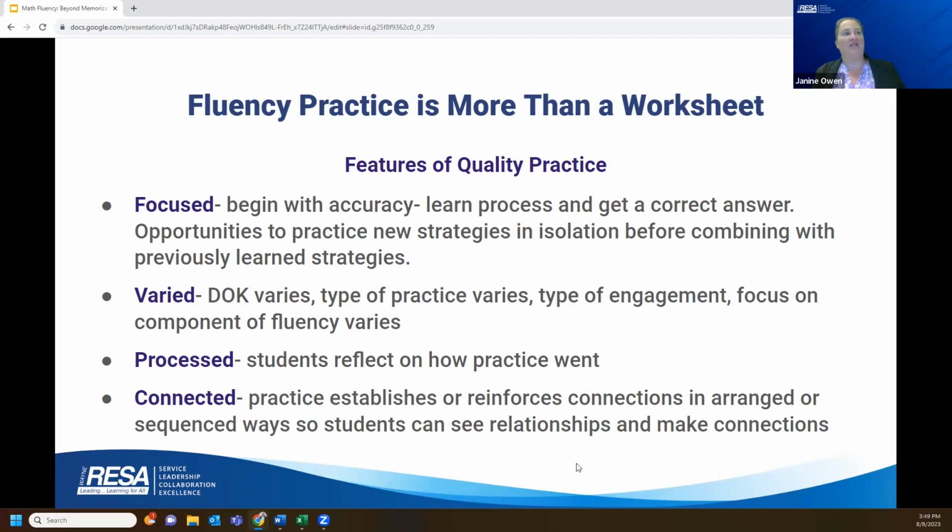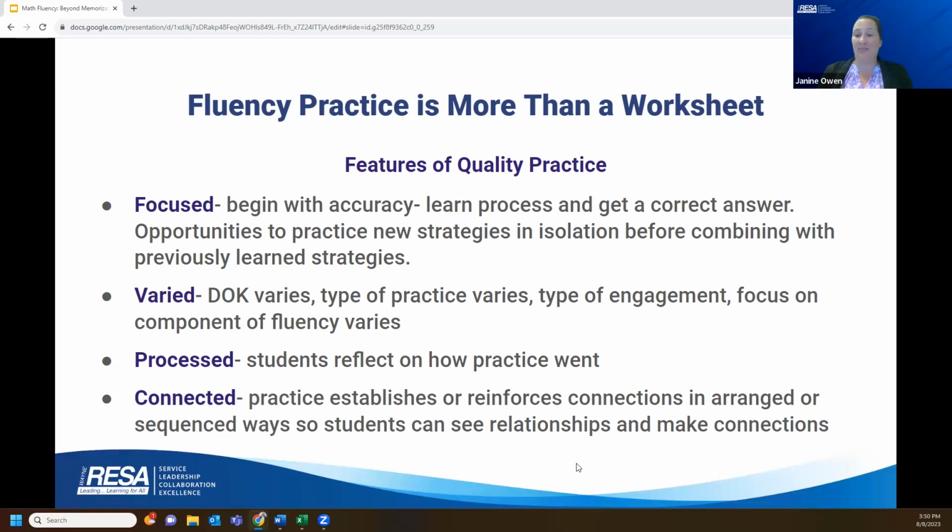So type of practice should vary along with type of engagement. So when students are doing things with their peers, or they're playing games, or they're using manipulatives together, that is very engaging. And just having a mixture of that kind of engagement versus times when they do need to focus and be on their own and maybe struggle independently on some work, just the variety of that helps.